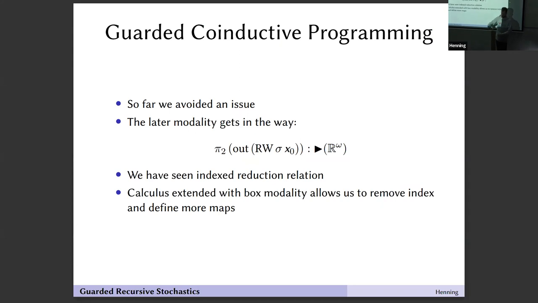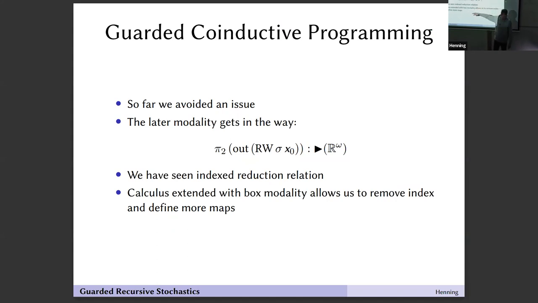And so you would accumulate these, it would get more and more of these. So a way to get out of this is we have seen this index reduction relation to deal with computation under the next. Kind of fiddle around a bit with this. But really what you want is you want to somehow get rid of this.